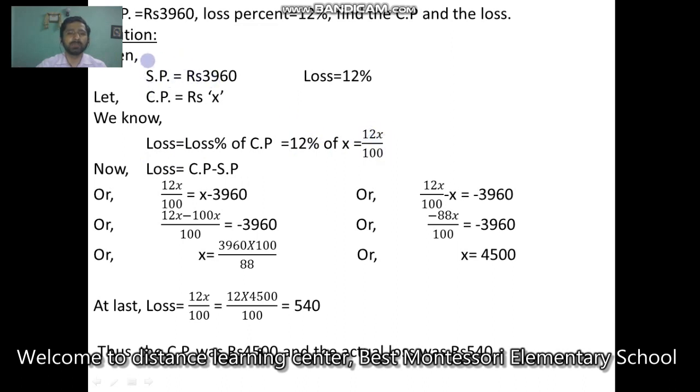Now we have SP, we have CP, and we have loss. General formula: loss equals CP minus SP. Substitute the values. X comes to the left side, minus X remains. After solving this, let's take LCM. 12X by 100 minus X. 100 will be the LCM and 100 into X. On simplifying, we get the value of X as 4500. That is, X is CP. That means the cost price is 4500 and the loss is 12X by 100, because we have already calculated loss as a percent of CP, 12X by 100. Let's substitute the value of X as 4500. We get 540. That means the cost price was rupees 4500 and the loss was rupees 540.